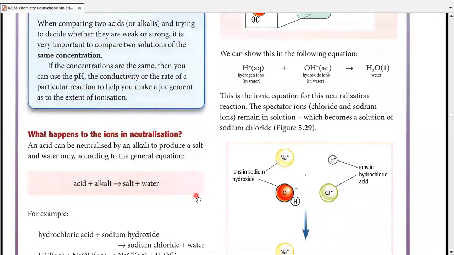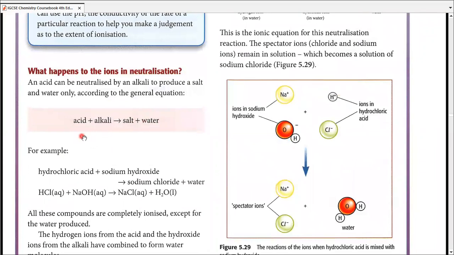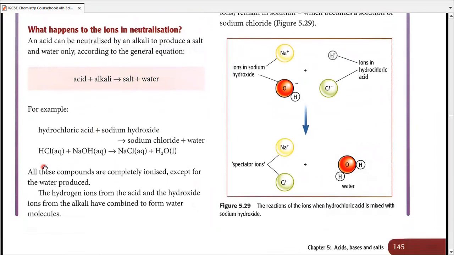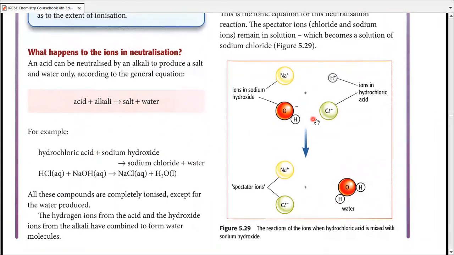What happens to ions in neutralization? Now we understand that neutralization is the reaction of acid and alkali giving a salt and water. The simplest example would be hydrochloric acid with sodium hydroxide, giving us sodium chloride plus water. Now, there you can see the ions. So, sodium and hydroxide ions, hydrogen and chloride ions, when they combine, these two on their diagonals tend to attract one another, forming water. We are only left with these spectator ions, which actually form the aqueous solution of sodium chloride.